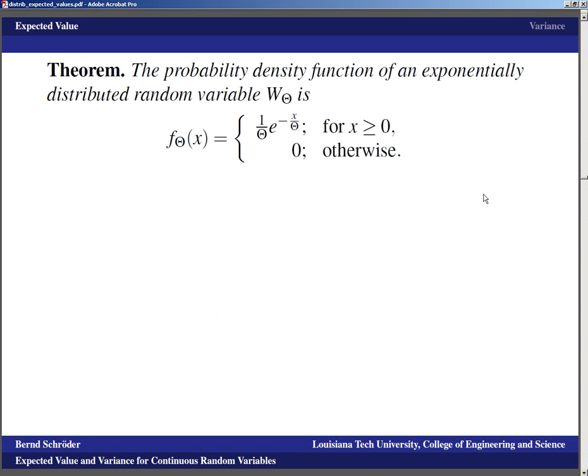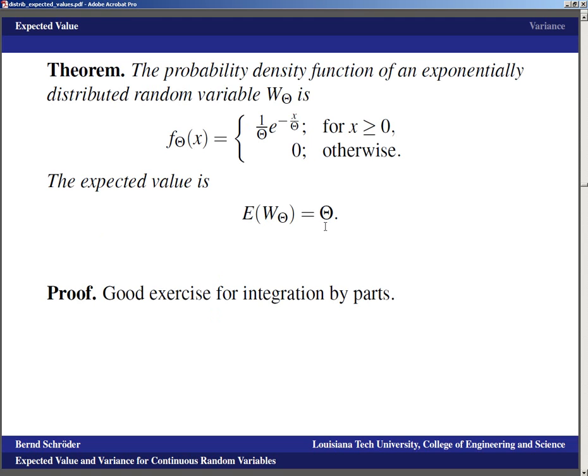If we're looking at exponentially distributed random variables, well, we know what the density function is, and we claim that the expected value is theta. The proof is a really good exercise for integration by parts, which we are not going to do. That's something that you could do on the homework, for example.